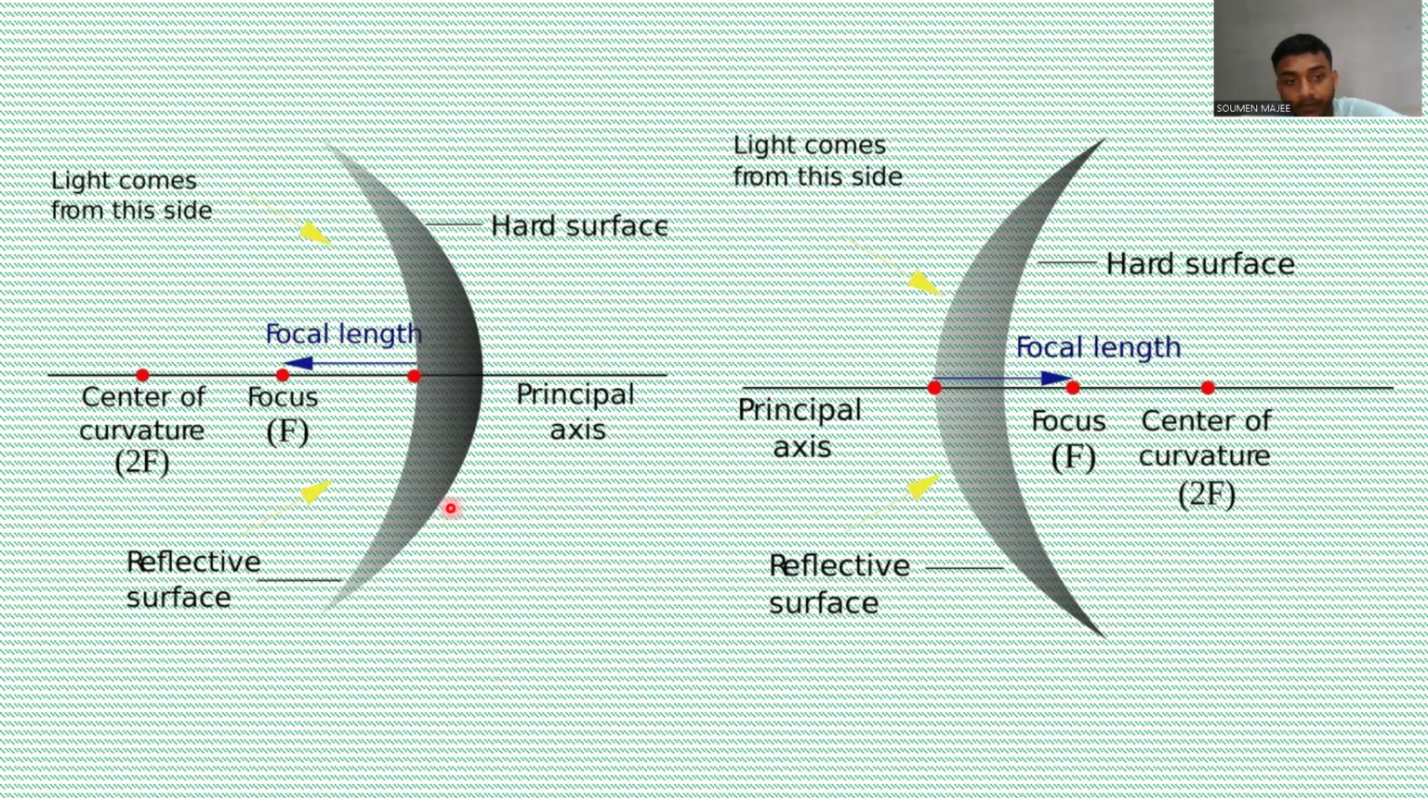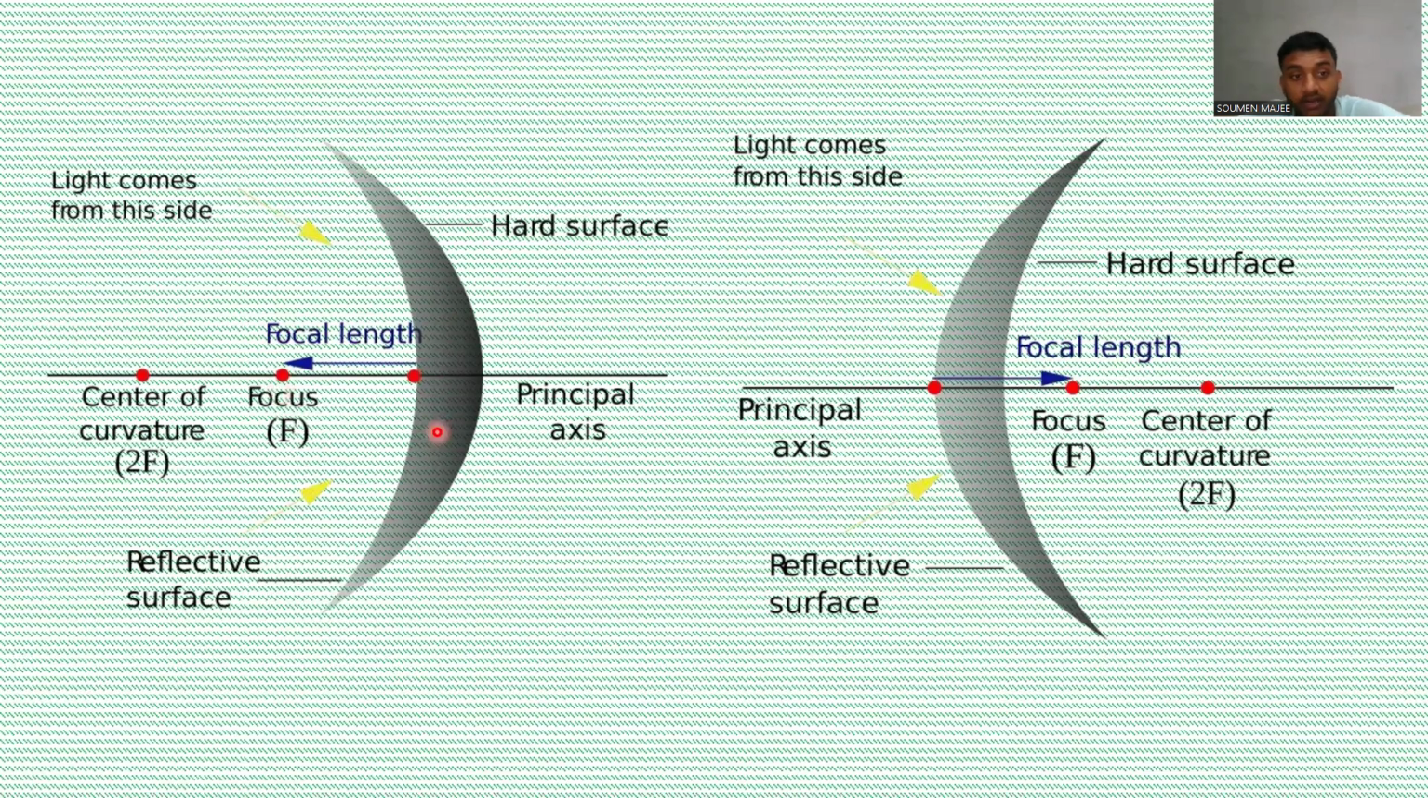So first you take, this is the concave and this is the convex. So this is the principal axis because it is passing through the pole and the center of curvature. Here also it is the pole and this is the center of curvature. Now focus is a point which is present on the principal axis. Here it is the focus, on the principal axis.